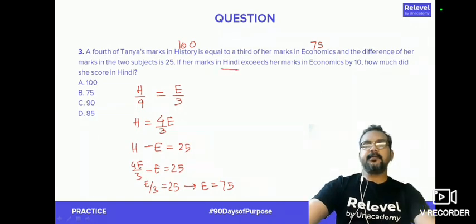If marks in Hindi exceeds economics by 10, so that means Hindi would have got 85 marks. So that is the answer. Option D.